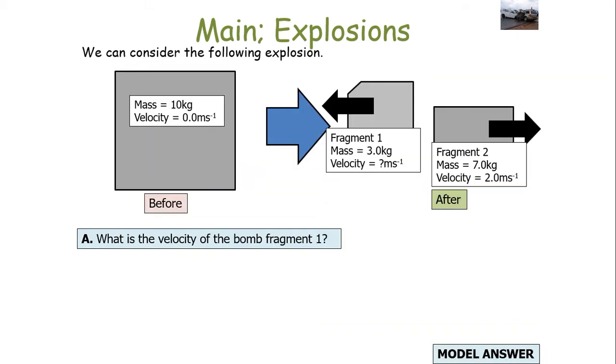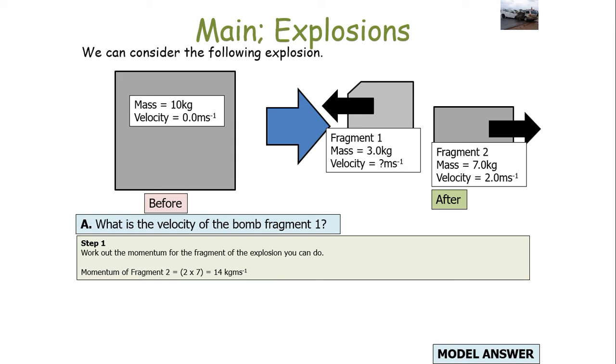So let's look at the following example. So we've got a bomb before an explosion with a mass of 10 kilograms and a 0 velocity. It's not moving. Then after the explosion, it breaks into 2 fragments, one of mass 3 kilograms and we don't know its velocity, the other of mass 7 kilograms and we know it's got a velocity of 2 meters per second. So what's the velocity of bomb fragment 1?